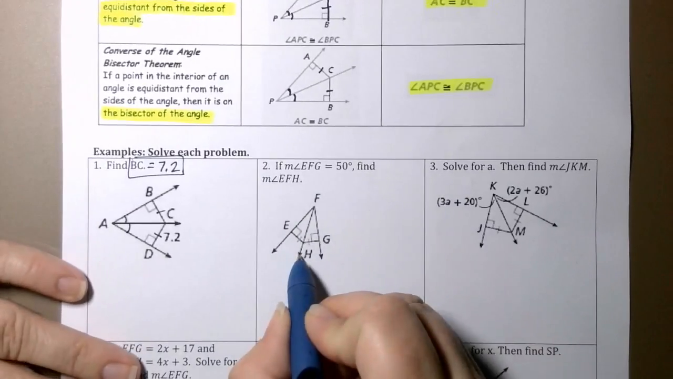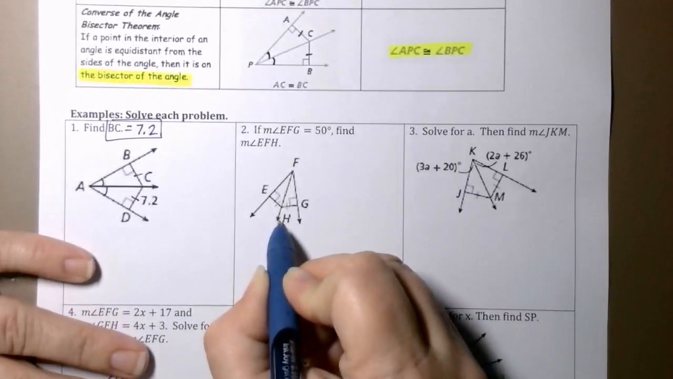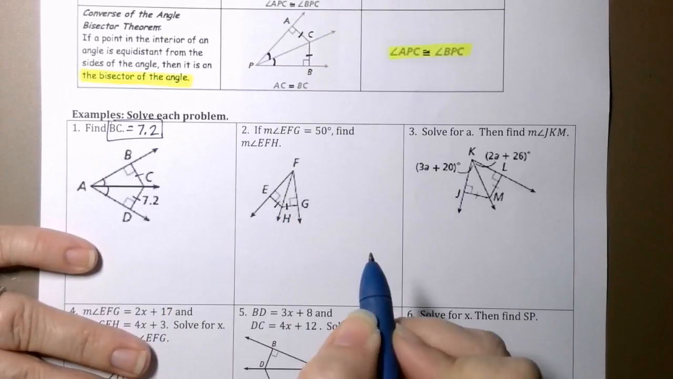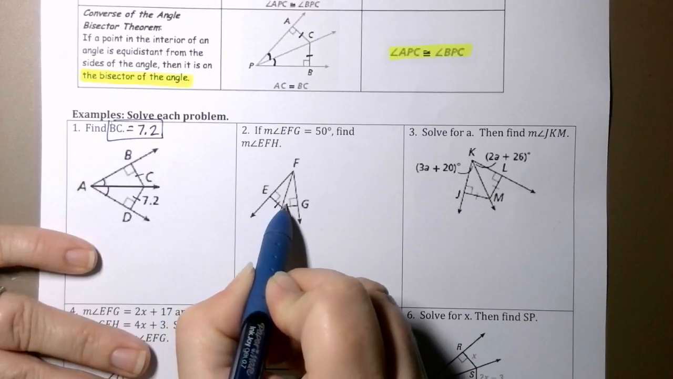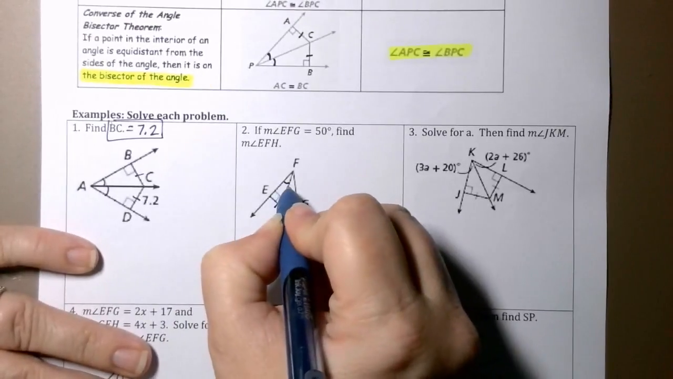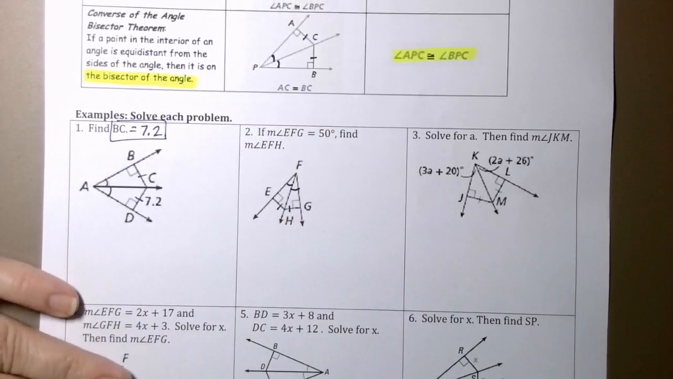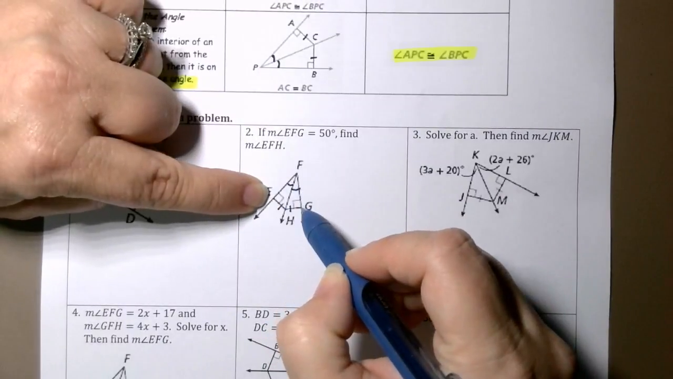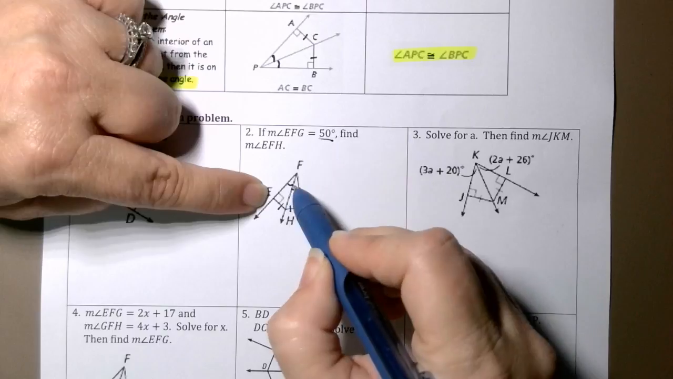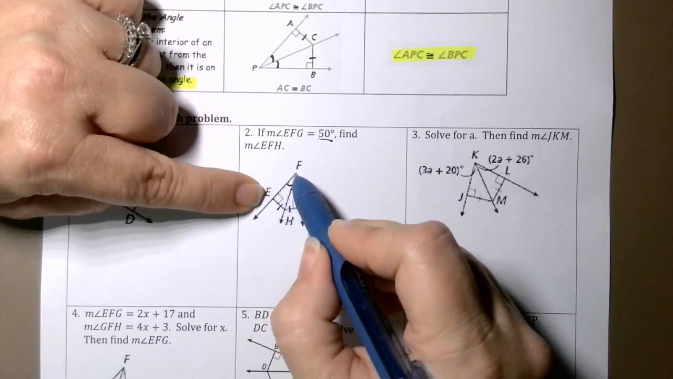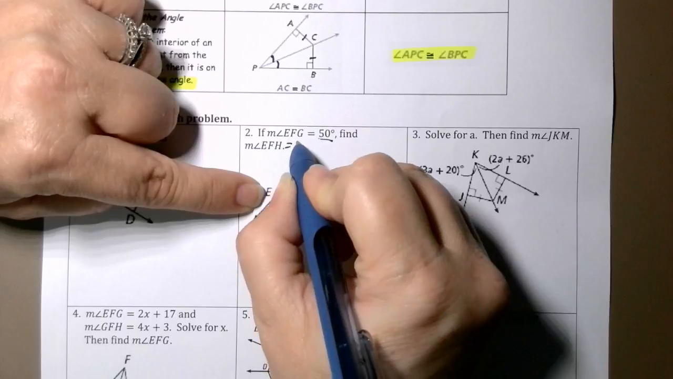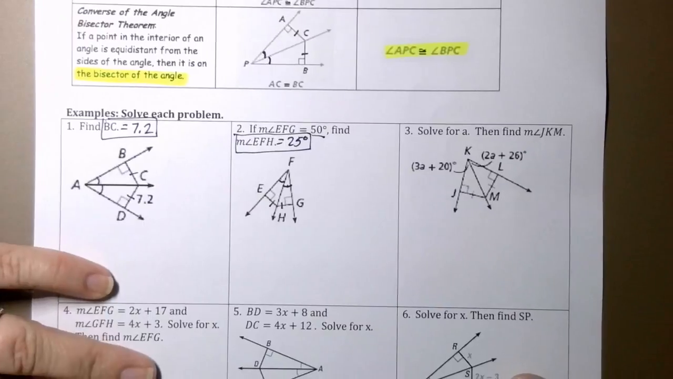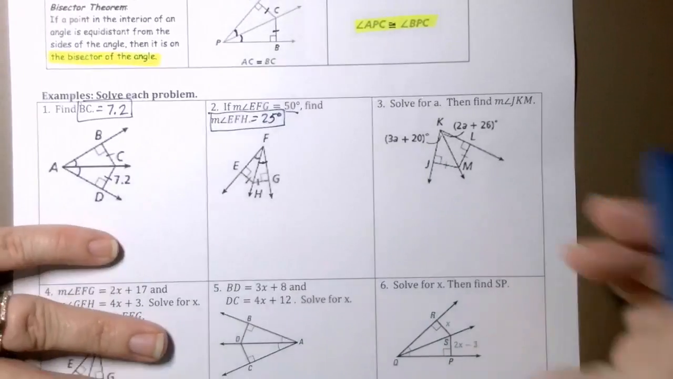All right. Do I have an angle bisector in the second problem? I do, because you see that this and this are marked congruent. If these are marked congruent, that means this is a bisector, so I can conclude that those two are congruent. So let's see. EFG, that's the whole thing, right? That's the big angle, is equal to 50. So if these two are the same, what's EFH? 25 degrees. Easy peasy.